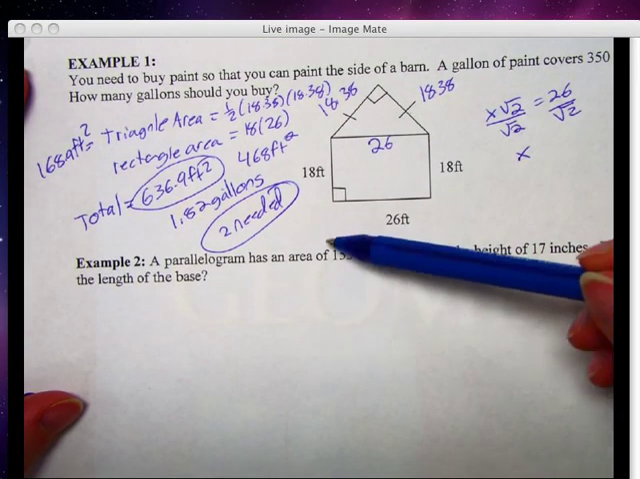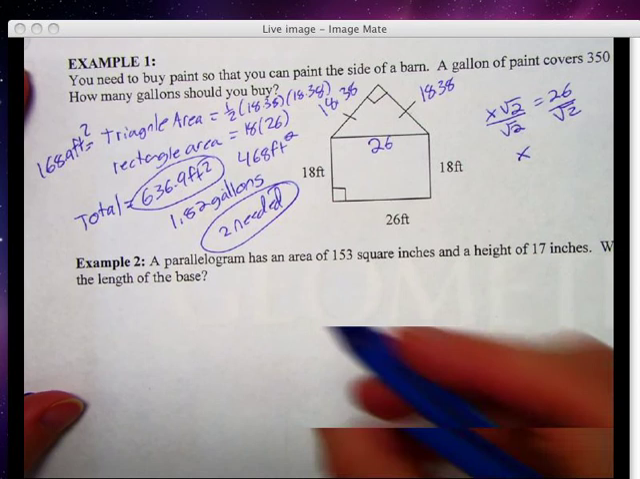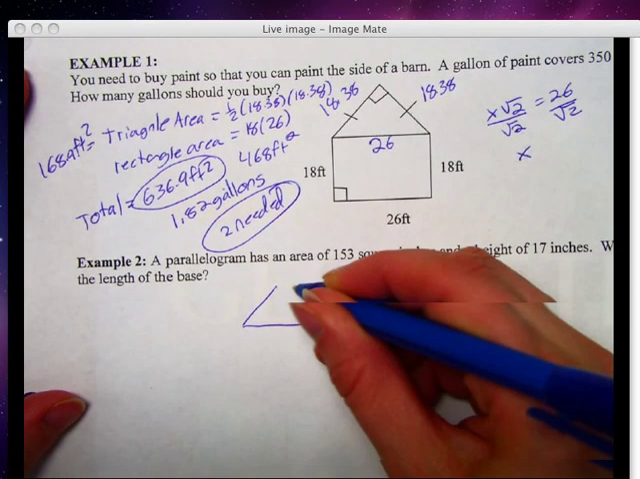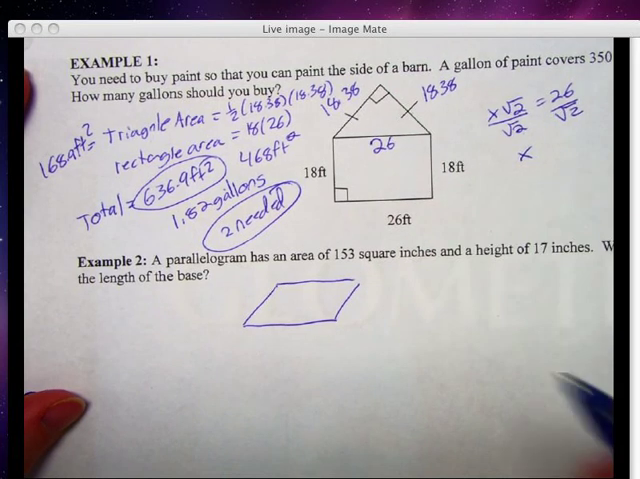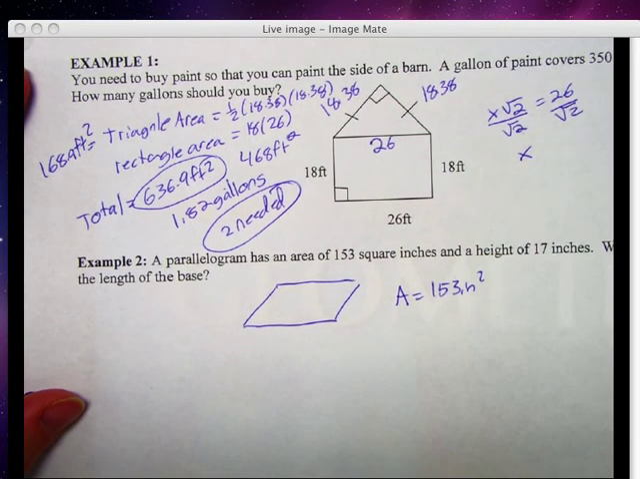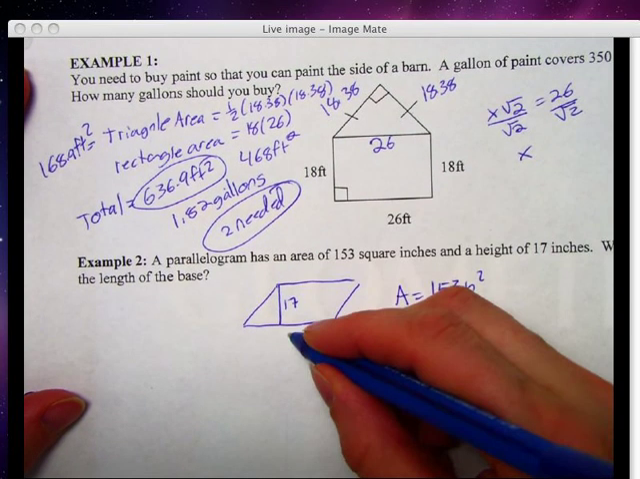A parallelogram has an area of 153 square inches and a height of 17 inches. What is the length of the base? Okay, so this is very similar to what you guys did yesterday. We just have a simple parallelogram. We know the area equals 153 square inches, and the height is 17. What is the base?